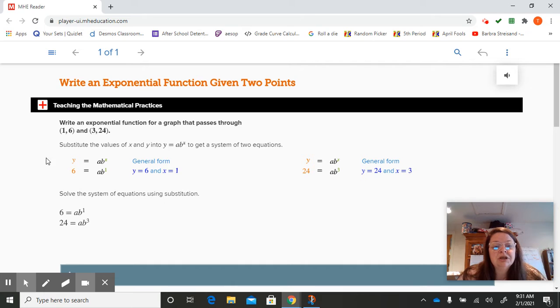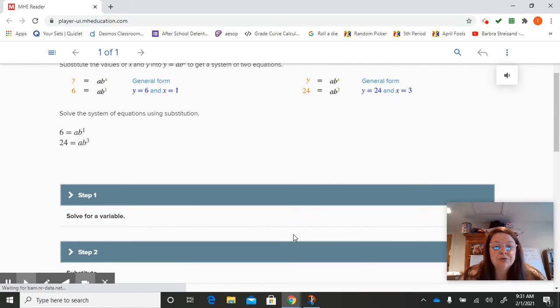So we're going to take one of those sets of points and put them into the equation, and we're going to take the other set of points and put it into the equation again to give us 2 equations to work with for a system of equations. So we'll put 1 in for x and 6 in for y, and that gives us our first one. And then we put 3 in for x and 24 in for y, and that gives us our second equation. And now we can use substitution to solve our system.